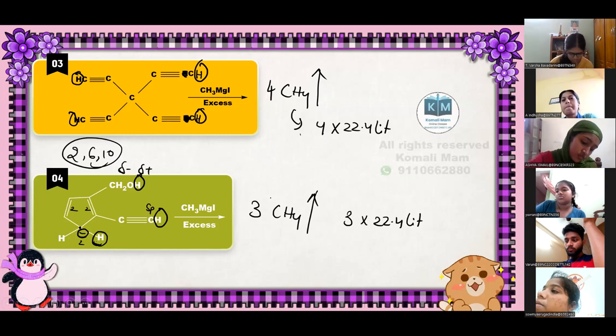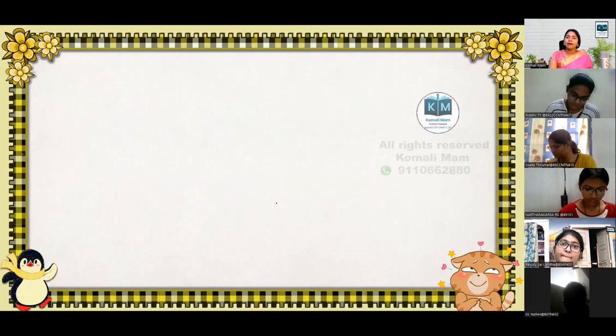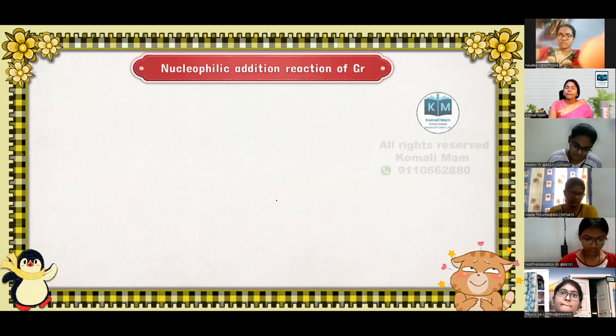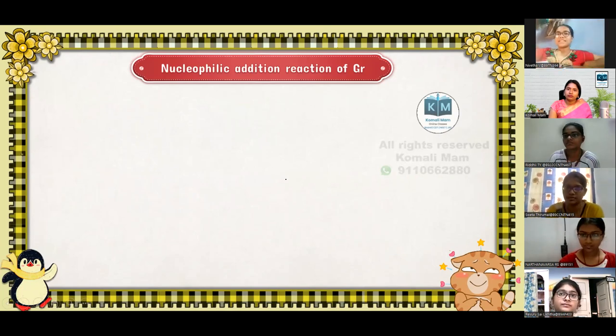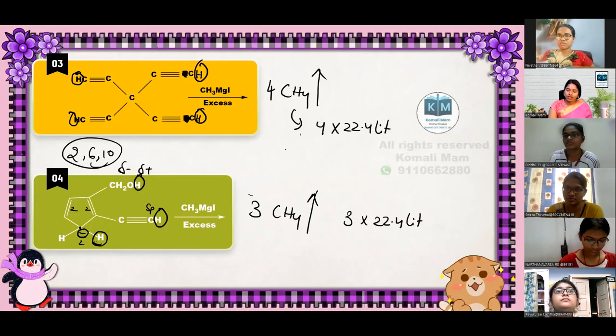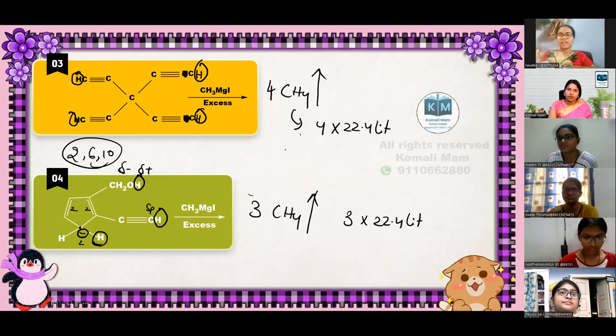Zerewitinoff's active hydrogen determination method is clear. Niveda, tell me. Please explain one more time, ma'am. Which question? The last one? Tell me, what do you understand? Ma'am, it can lose 4 hydrogen, so 4 moles it can form.